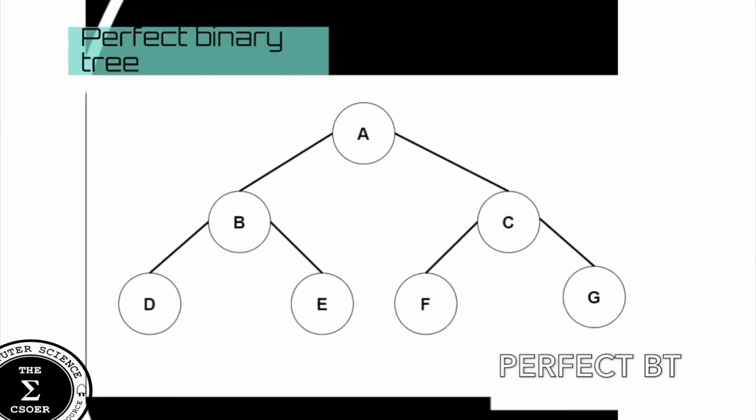Next, we have the perfect binary tree. It is a binary tree in which all interior nodes have 2 children, and all leaves have the same depth or same level. In a perfect full binary tree, L is equal to 2^h and n is equal to 2^(h+1) minus 1, where n is the number of nodes, h is the height of the tree, and L is the number of leaf nodes.